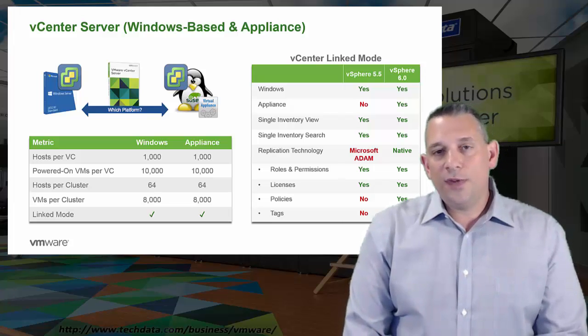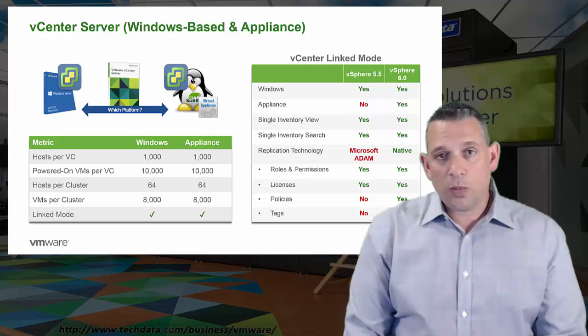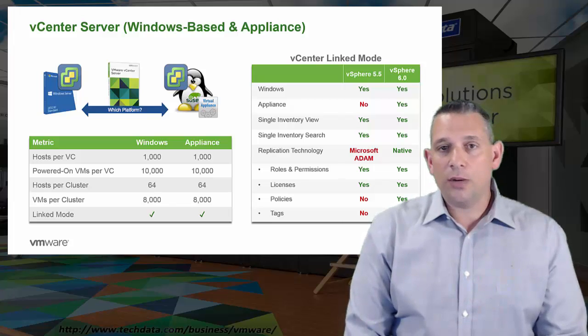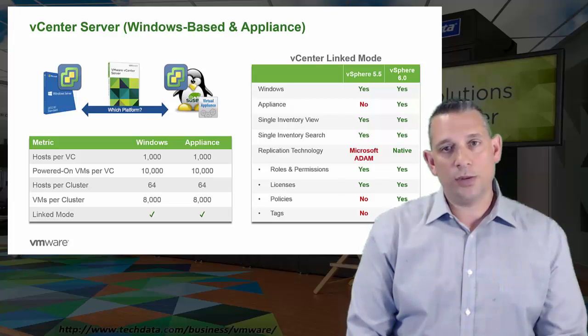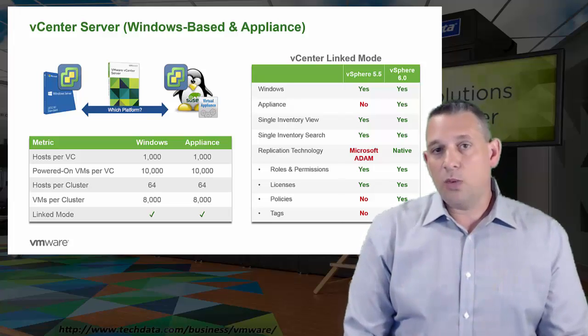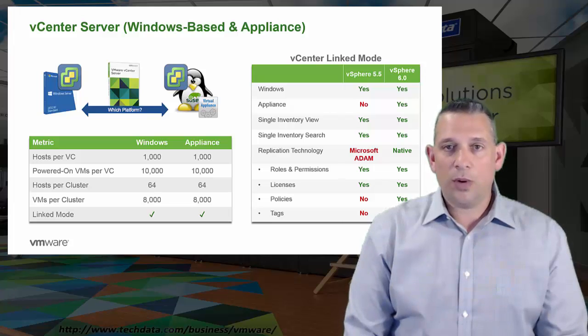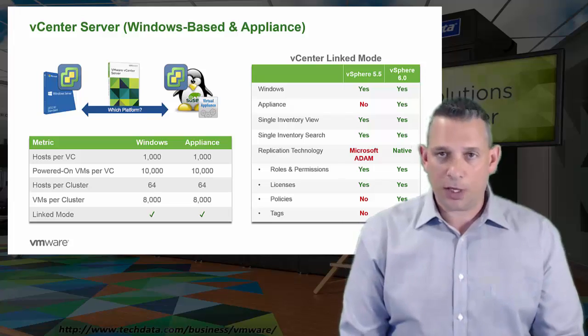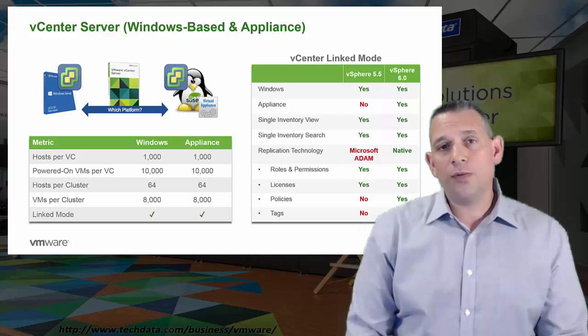So now with vSphere 6, our vCenter Server, whether it be the Windows-based or the appliance-based vCenter Server, they are now completely the same as far as capabilities and maximums for both of those. So now you're no longer put in a position where you have to choose between the Windows or appliance-based as to what fits your needs. Either one of them performs the same way, so depending on what you want, you can select either one without any repercussions. That also flows over into the linked mode.